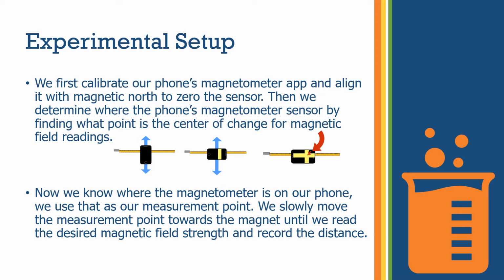Experimental setup. We first calibrate our phone's magnetometer app and align it with magnetic north to zero out the sensor so we don't see an offset. And then we determine where the magnetometer sensor is by moving it around and seeing wherever the magnetic field is the strongest, which means that the sensor is closest to the magnet. And then after we know where it is, we just take measurements at the given magnetic field strength and see how far we are away from the magnet.